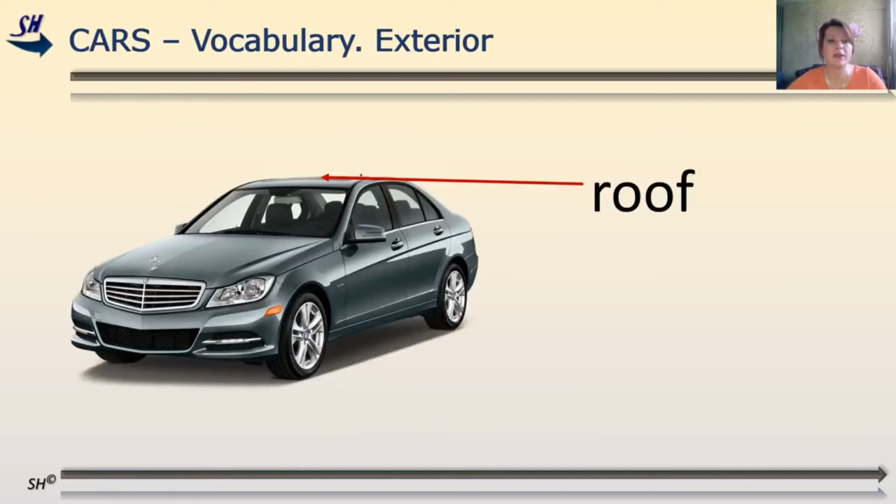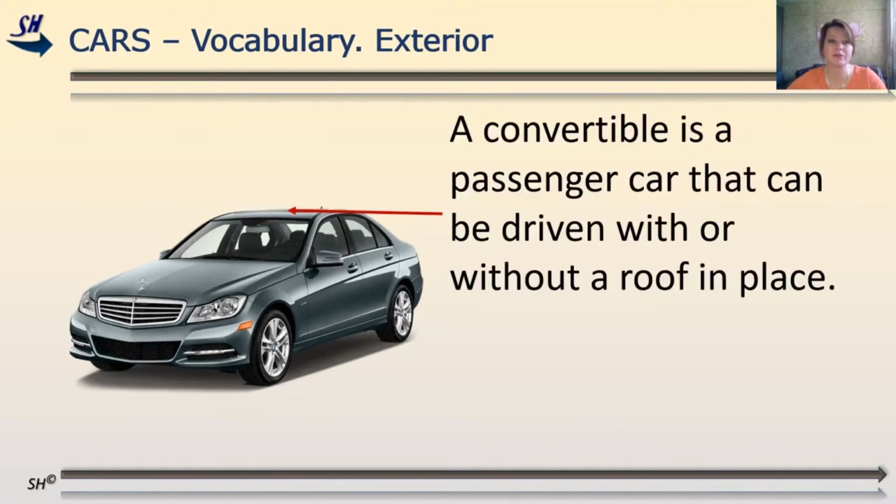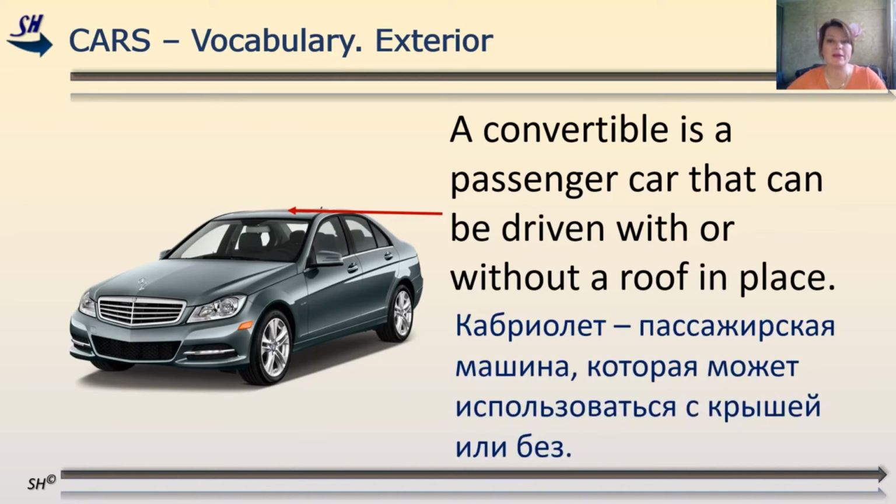Now, the next part is pretty much logical. It's called the roof of a car. Well, convertibles can go without a roof, as we know, but most cars do have a roof. You can say, a convertible is a passenger car that can be driven with or without a roof in place.